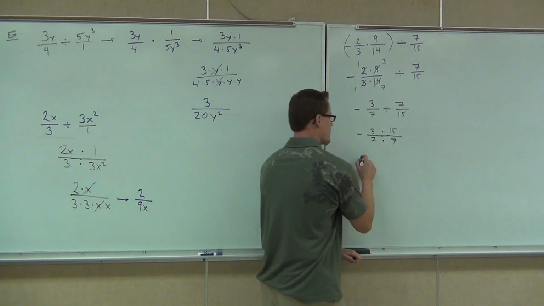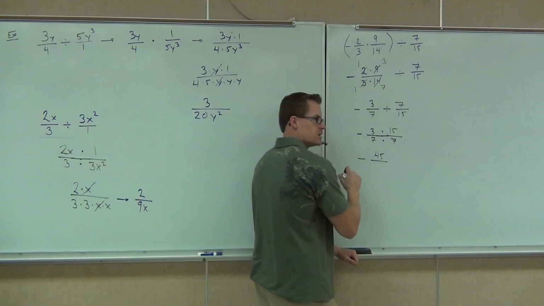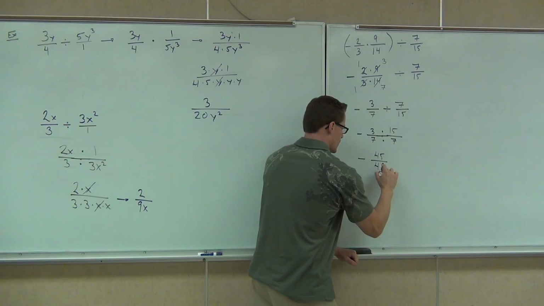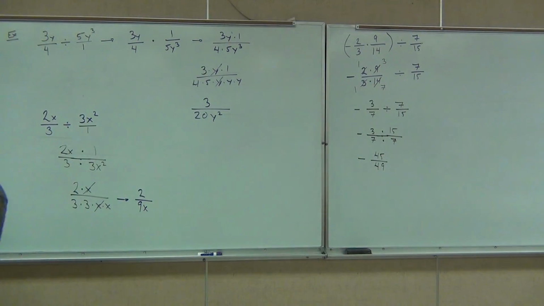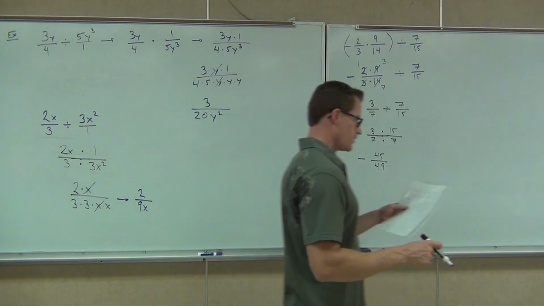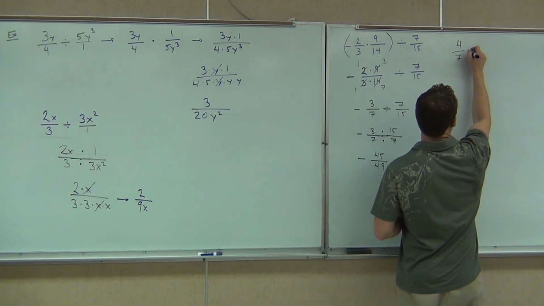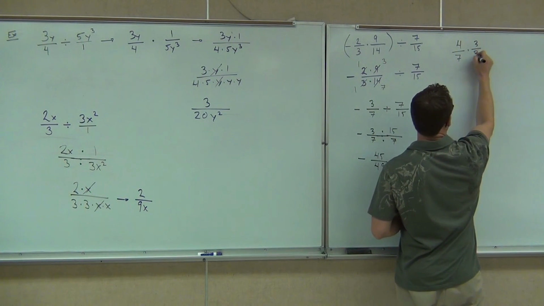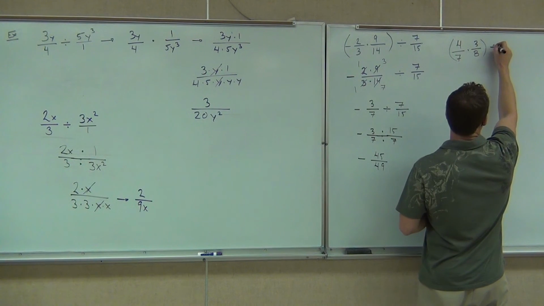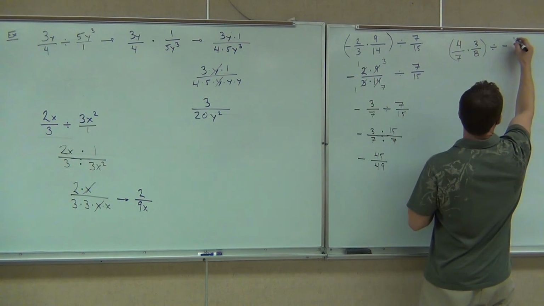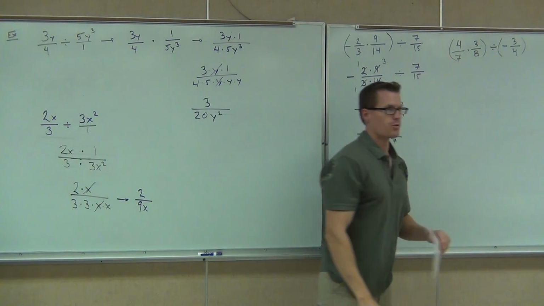I know we're going to get a negative. Our numerator is going to be 45. Our denominator is going to be... That's as good as you can do. You can't simplify that anymore. Try one of these on your own. Let's do 4/7 times 3/8 divided by negative 3/4.